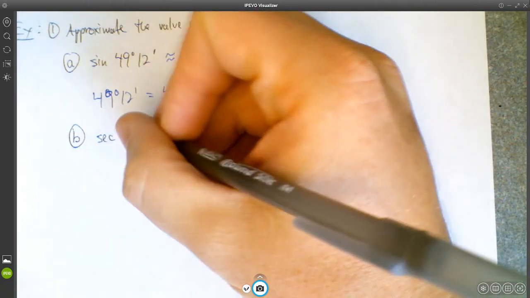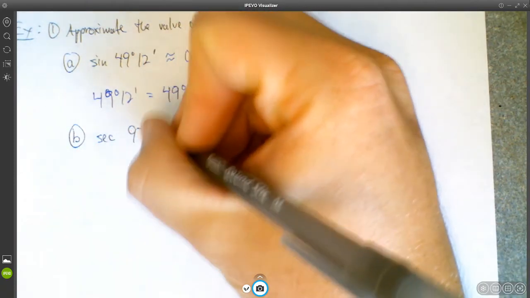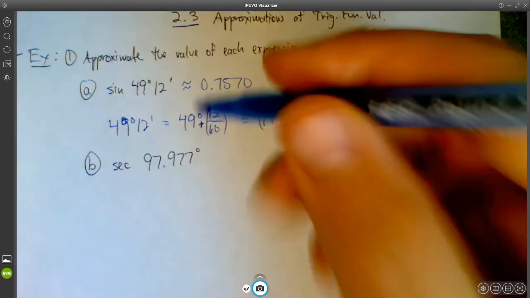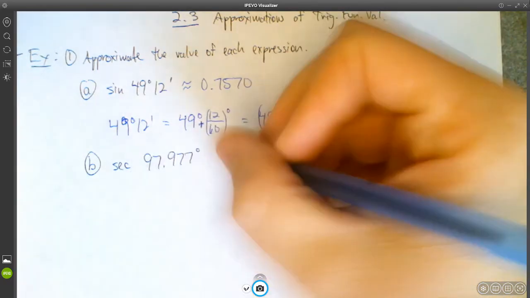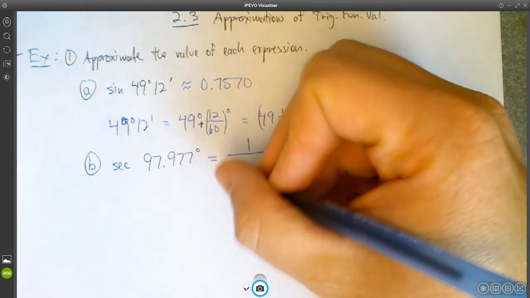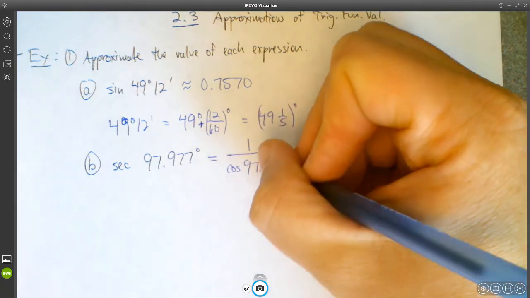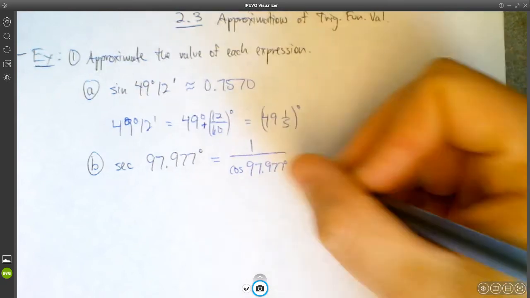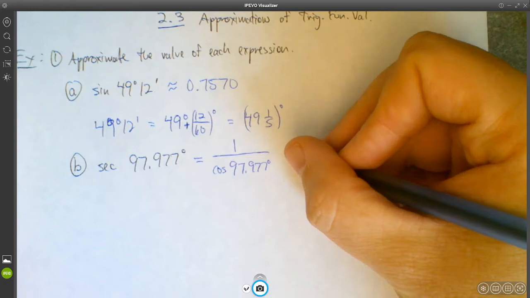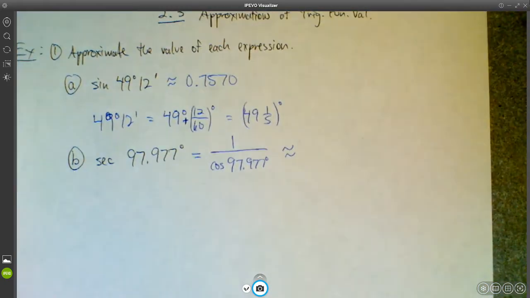Let me show you another one. Let's say that you wanted to do secant of 97.977 degrees. Now, most calculators don't have a secant button on them. So what you have to do is use a reciprocal identity, right? Secant is just 1 over cosine. So secant of 97.977 degrees should be the same as 1 over cosine of 97.977 degrees, and this you can plug into your calculator, because your calculator should have a cosine button on it.